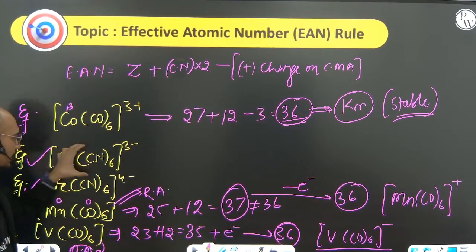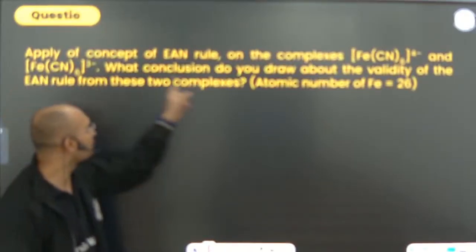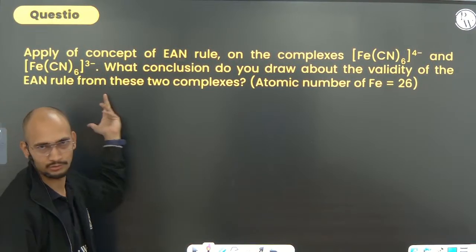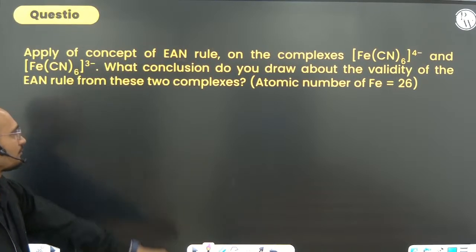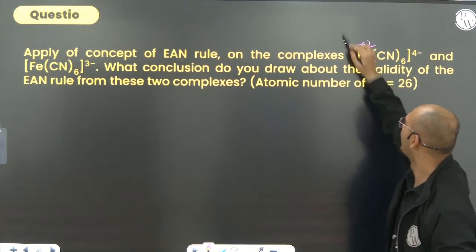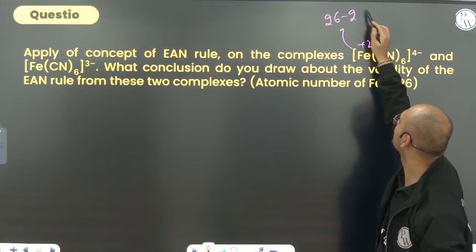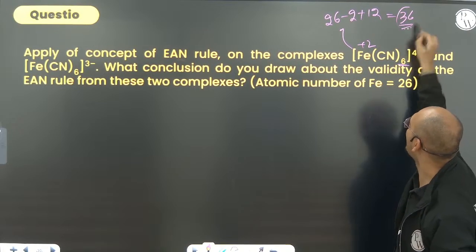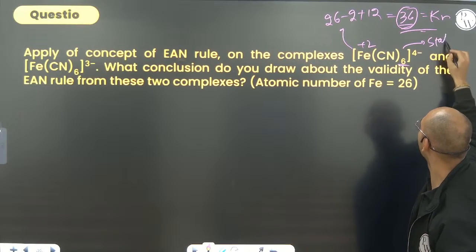I'm giving you [Fe(CN)6]3- and [Fe(CN)6]4- to find the effective atomic number. Apply the concept of effective atomic number on the complexes [Fe(CN)6]4- and [Fe(CN)6]3-. What conclusion do you draw about the validity of the EAN rule from these two complexes? Here Fe is +2. Fe is 26, minus 2, plus 12 because there are 6 ligands. So it is 36, equal to krypton. So it is stable, more stable.